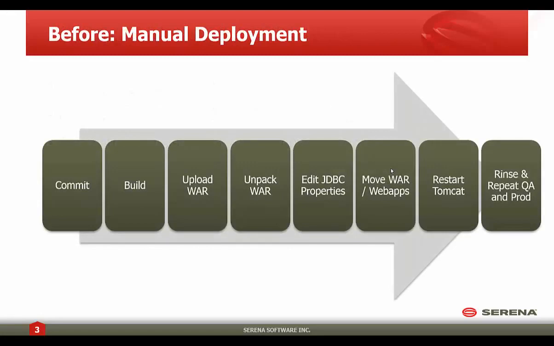My before state, before I automated the process, consisted of a commit to the source code repository. Jenkins would then build my source code, then pack it into a WAR file. I would then have to take the WAR file, uncompress it, then edit the JDBC properties to match my environment that I want to deploy to. Then I would have to move the WAR file into the web apps for Tomcat and then restart Tomcat. Then I would have to rinse and repeat this process for the remaining environments. As you can see, it involved multiple steps and manual interaction with the deployment process.